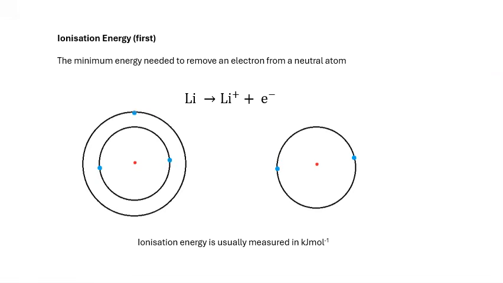Don't worry too much about what ionization energy is measured in. Kilojoules per mole. We know that energy is measured in joules, and a mole is just a very large number of atoms. You can actually ionize some molecules as well, but we'll worry about that in a later video.